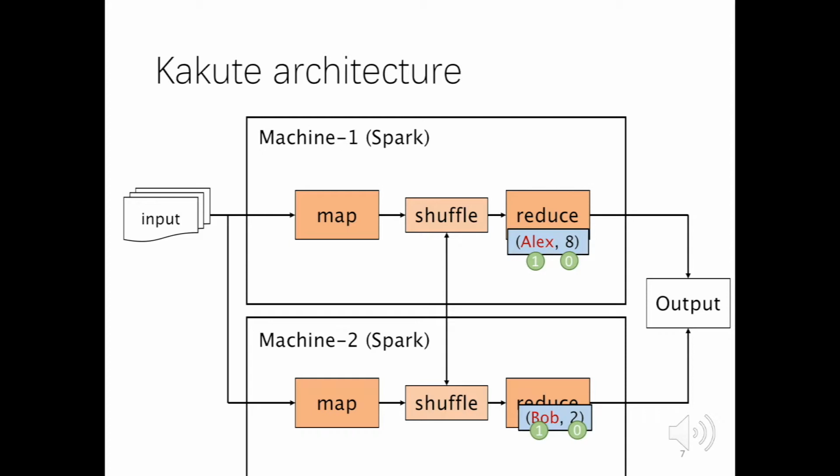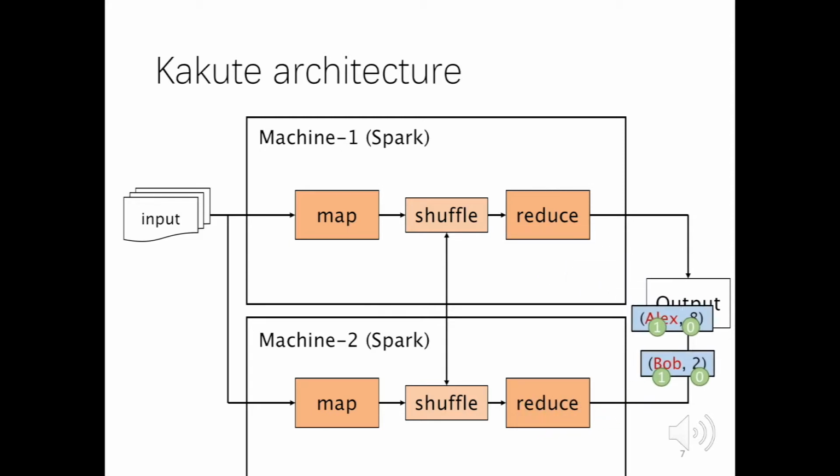In the reduce phase, the reduce function sums up the severity and sends it to the final output. In both map and reduce, tags are propagated from the input to output. In the shuffle process, tags are propagated from one machine to another. If the reduced queries are malicious and sensitive data is included in the final output, Kakute will throw an exception to abort the query and prevent the sensitive data leakage.